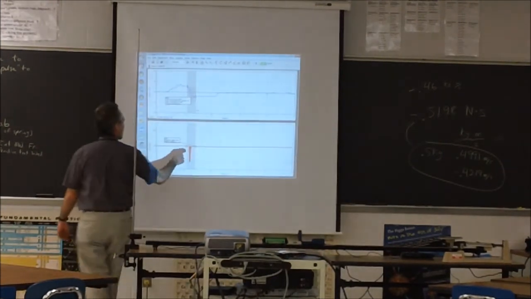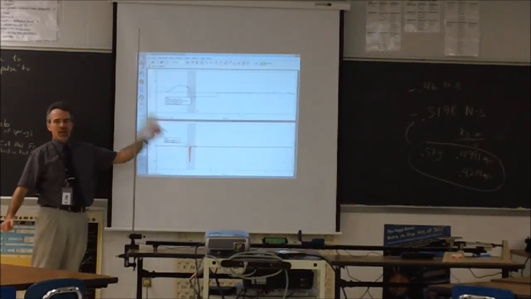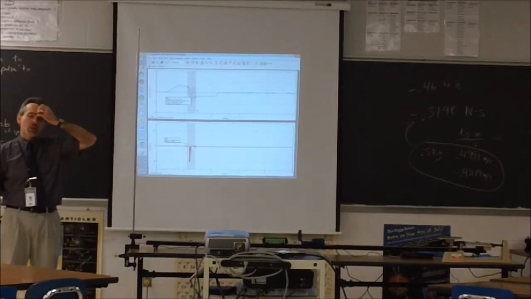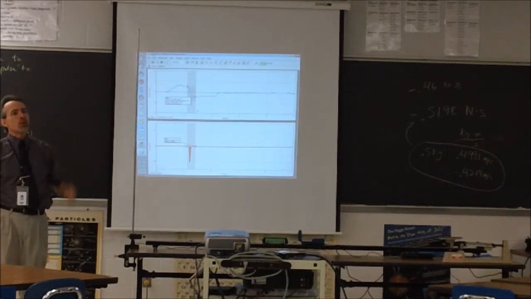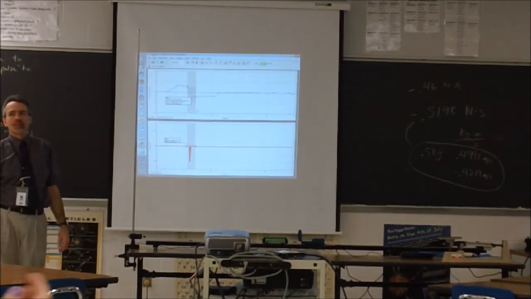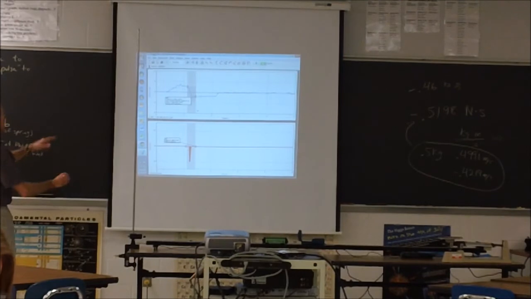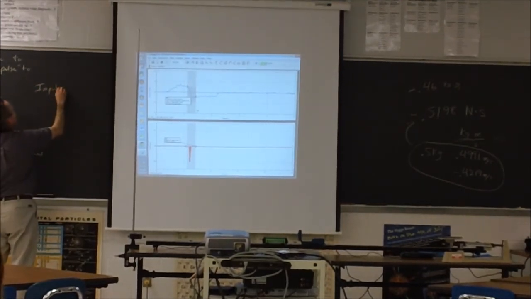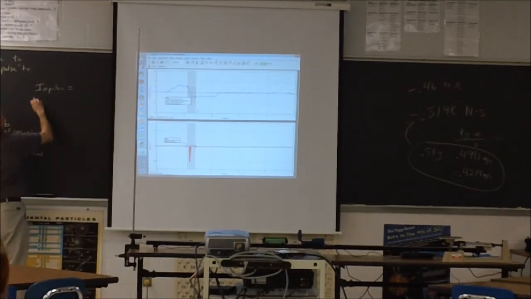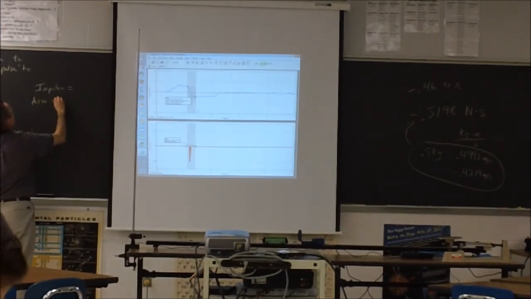The area underneath this force time graph, oh my gosh, I don't want to have to say the area underneath the force time graph every time. I need to invent a word. Momentum. Let's call it impulse. No. Okay, so the area impulse. Impulse equals area under force time graph.